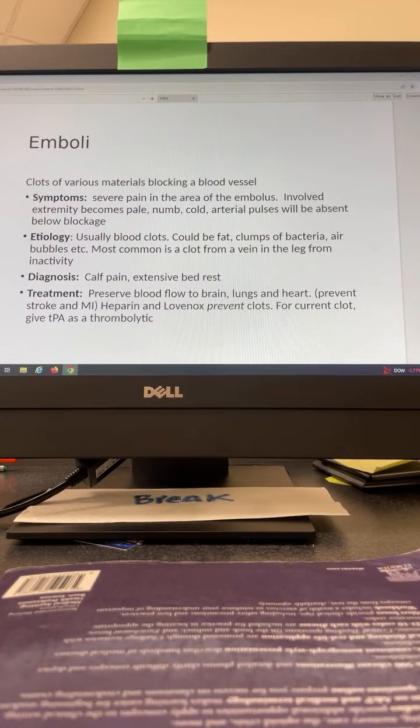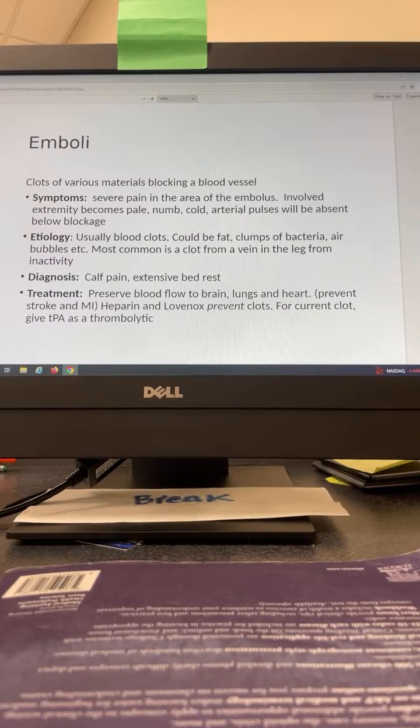What you'll want to give then is a thrombolytic. A thrombolytic breaks down current clots. So thrombo means thrombus, which is clot, and lytic means to break down. So for prevention, you can do heparin and Lovenox. To treat a current clot, you'll want to give a thrombolytic like TPA, like we talked about with the myocardial infarction, which helps break down those clots. Any questions about the emboli?